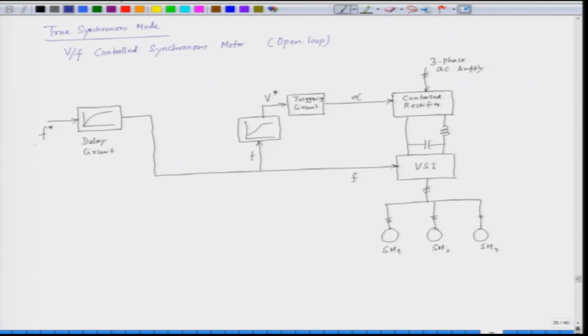Now, this is a drive under true synchronous mode, in which when we change the reference frequency, the actual frequency is changed after a delay, and the voltage is also changed to maintain V by f almost constant. So, we stop here for today's lecture. We will continue our discussion about the synchronous motor drive in the next lecture.